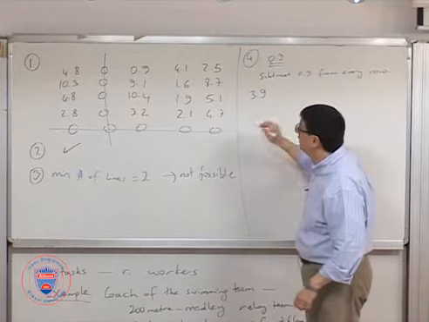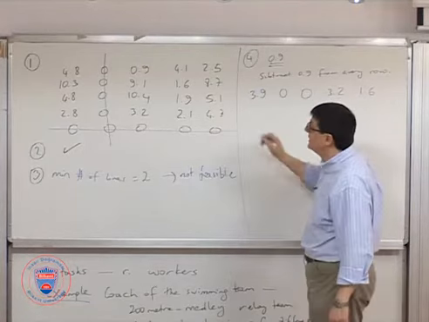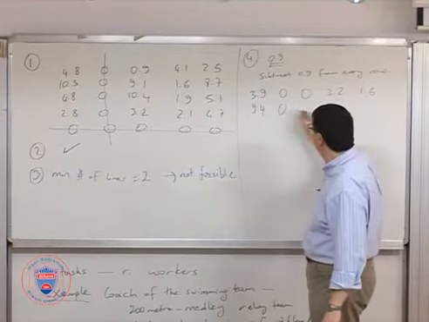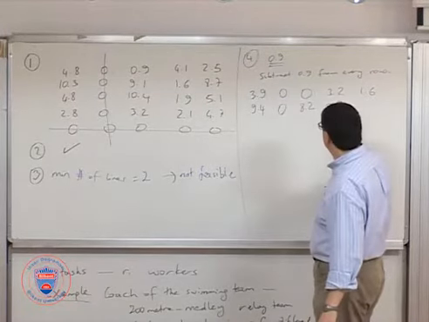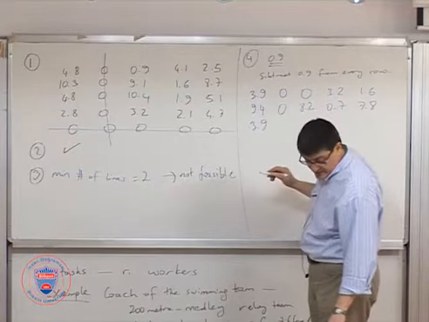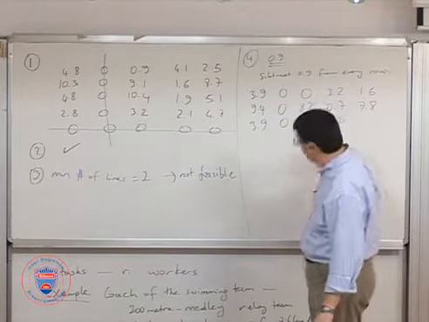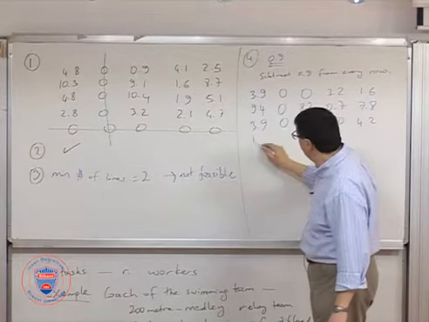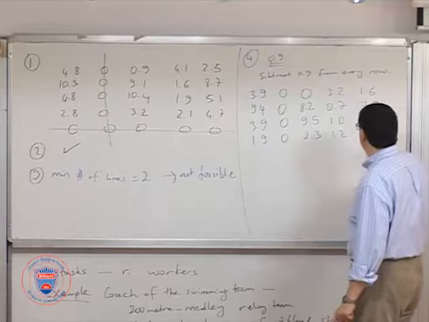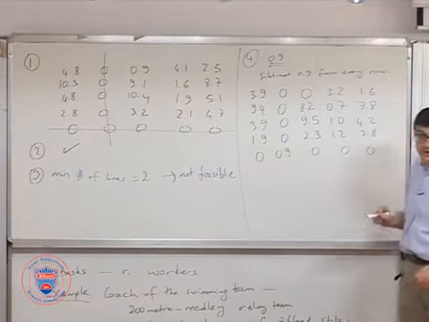So the next table that I'm going to have will be simply 3.9, 0, 0, 3.2, and 1.6. And then I have 9.4. Let me read from here, actually. That will be easier. 8.2, 0.7, 7.8, and 3.9, 0, 9.5, 1.0, and 4.2. And then I have 1.9, 0, 2.3, 1.2, 3.8. And then I have 0.9 here, because of that change. And this is what I have as my table now.